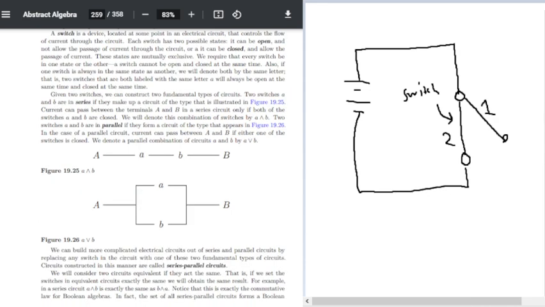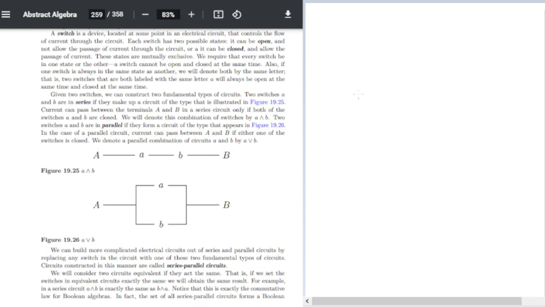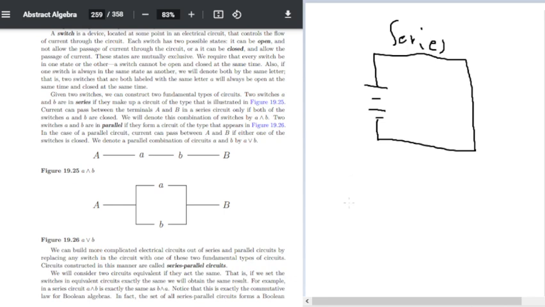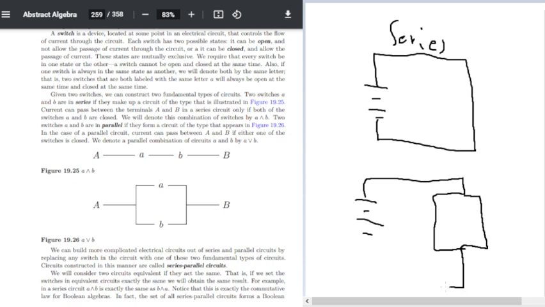Given 2 switches, we can construct 2 fundamental types of circuits. The 2 switches A and B are to be in series if they make up a circuit of the type that is illustrated in 19.25. So it is in series if we have our battery source, or our power source, and it is a straight line through. So this is a series, and they are in parallel if they branch off at this point into two separate paths to complete the circuit.